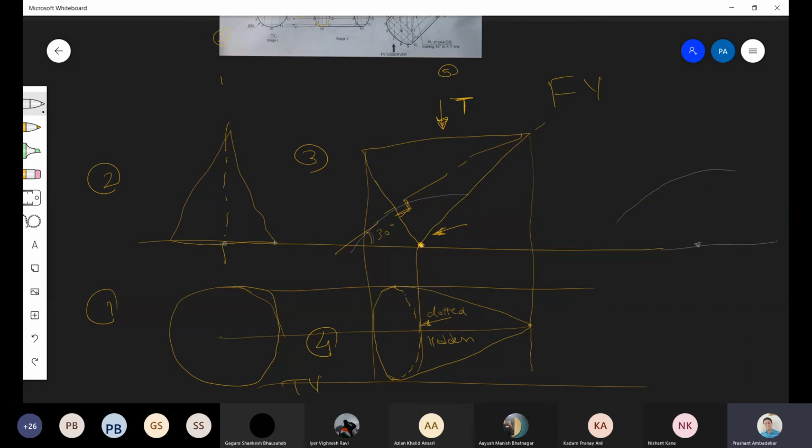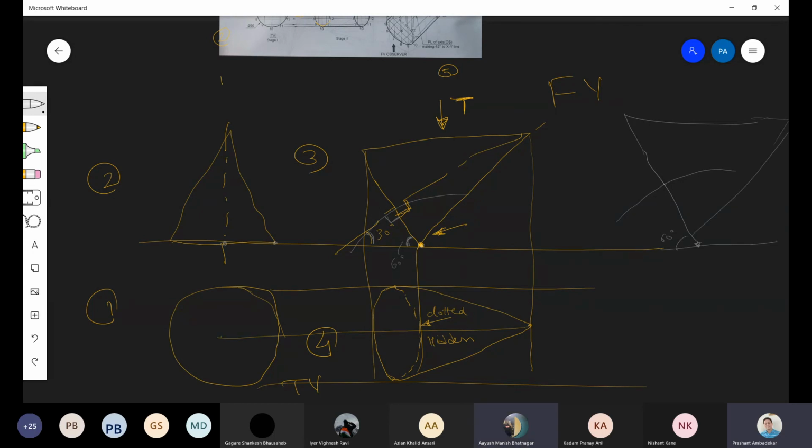So what will you do? This angle is how much? 30. This angle is how much? 90. So how much is this angle now? 60, sir. 60. Okay. So we got that this line has to be drawn at what angle? 60 degree. And then cut it here so that you will get the midpoint, and then you can extend it, and then the remaining part of the drawing is easy.